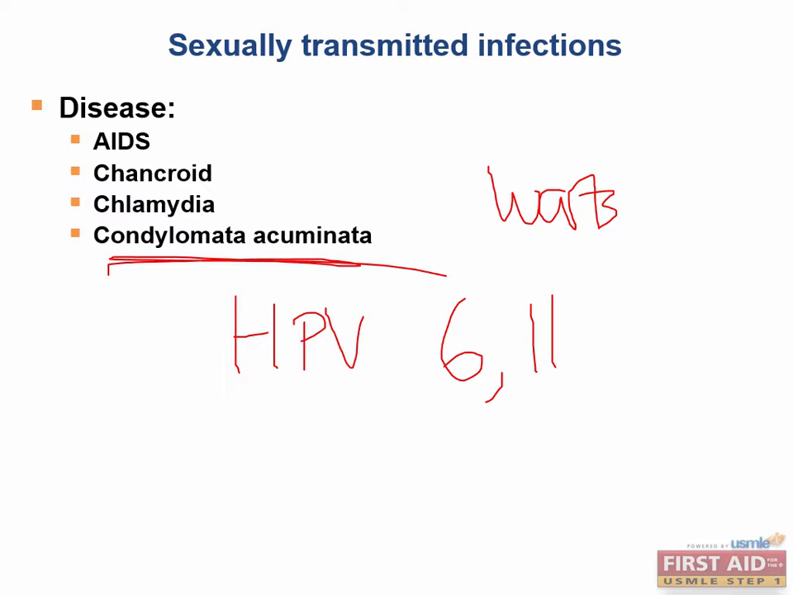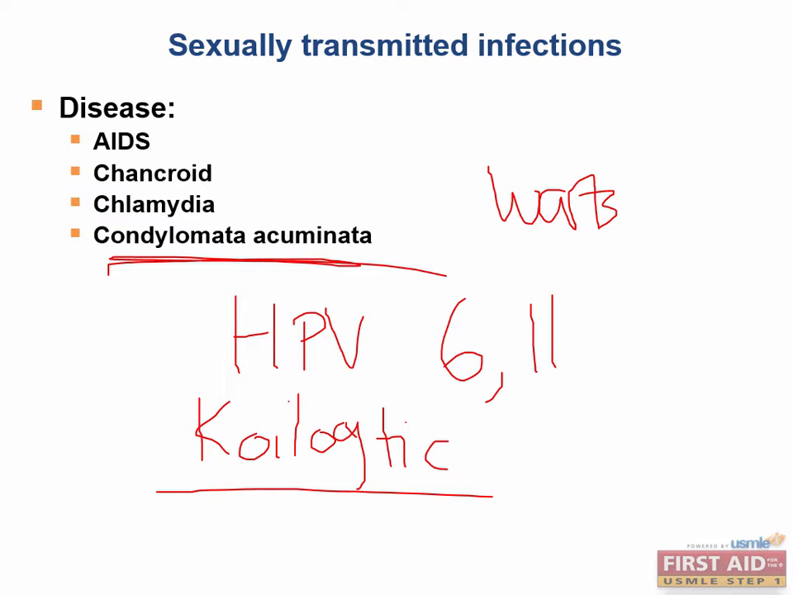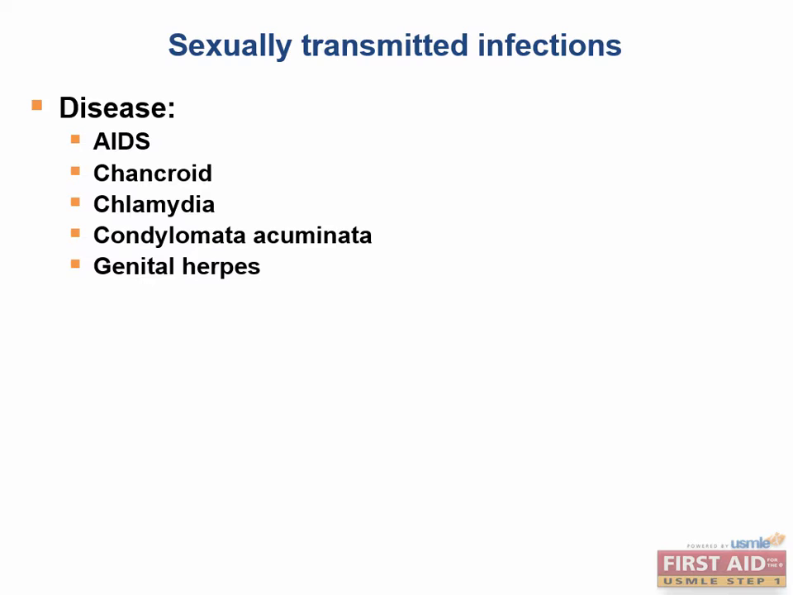So now if we were to take a sample of the cells in a condyloma, do you remember what characteristic pathologic finding we would see under light microscopy? We would see koilocytic change. This is very high yield and very important to be associated with human papillomavirus infection.